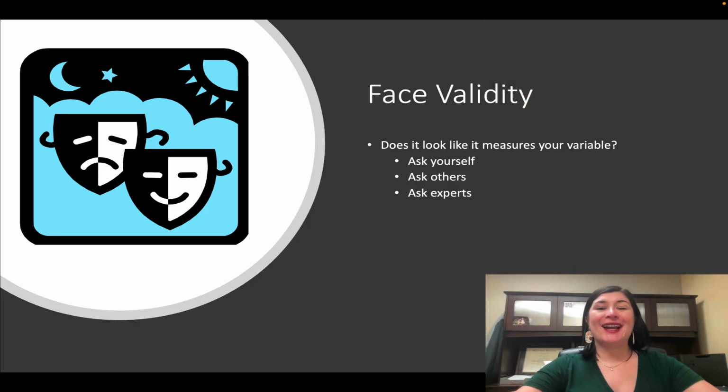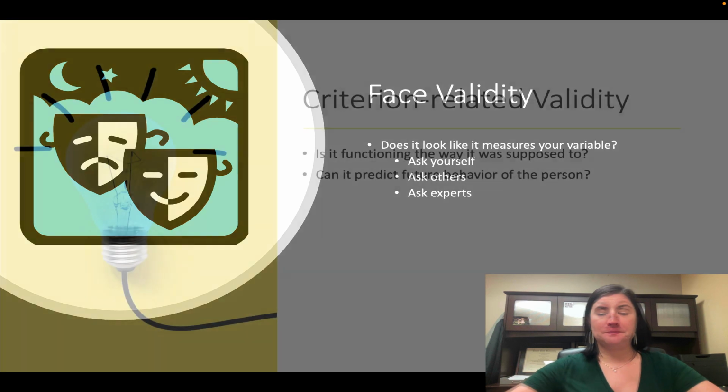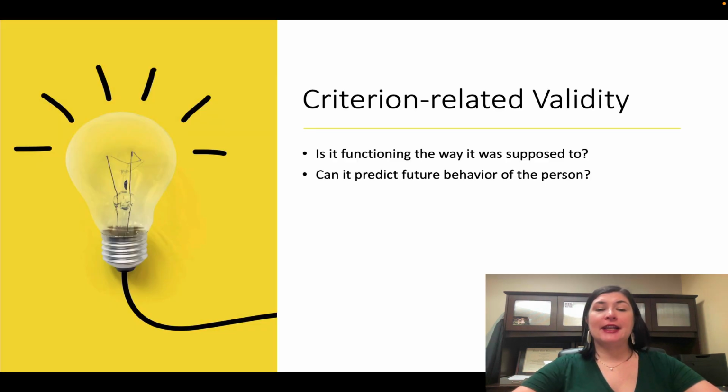Now there's a couple different kinds of validity. Face validity is, does it look like it measures your variable? You can ask yourself, you can ask others, and you can ask experts to see if the questions or items on the measurement are looking like they measure the specific variable you're wanting to measure. Then there's criterion-related validity. Is it functioning the way it's supposed to? Can it predict the future behavior of a person?